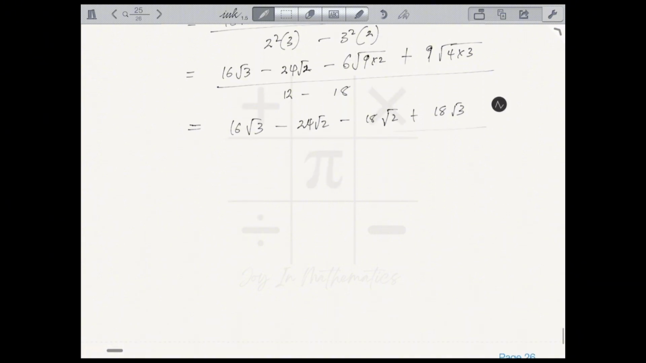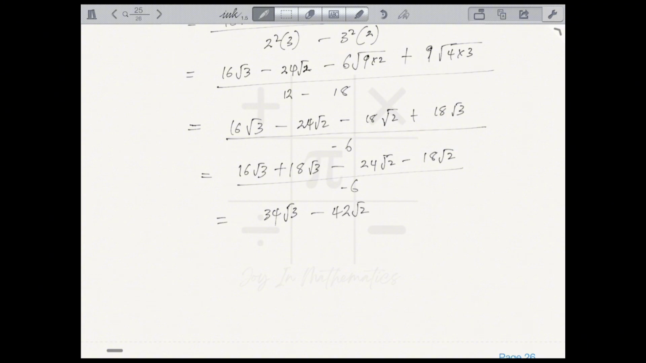All divided by 12 minus 18, which is what? Minus 6. So we simplify, we collect like terms in root 2. We also collect like terms of what? Root 3. So we can begin with root 3, 16 root 3 plus 18 root 3, minus 24 root 2, minus 18 root 2, all divided by minus 6. So 16 plus 18 is 34 root 3, and minus 24 minus 18 is minus 42 root 2, all divided by minus 6.